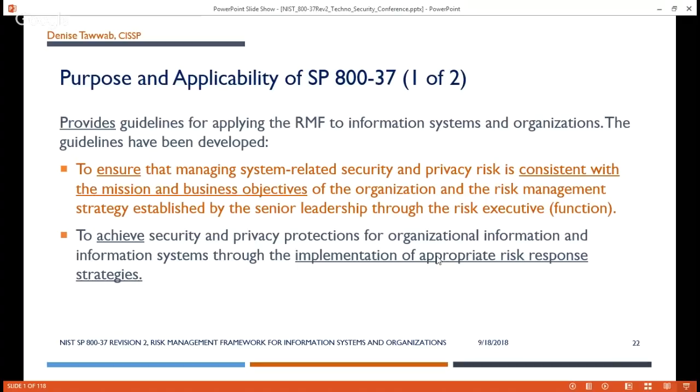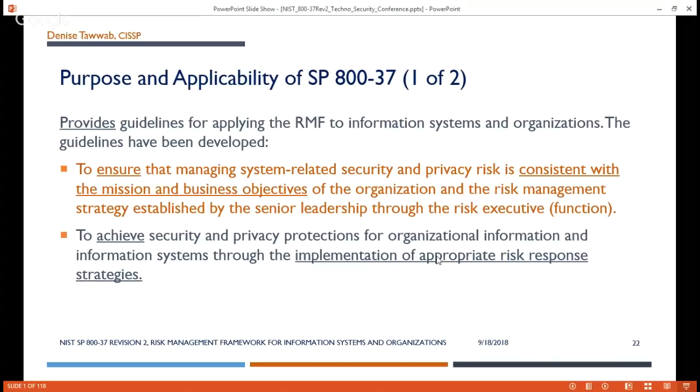So you start at the top where you envision the program and you talk about your goals and objectives for your IT security and your privacy management. And you come up with a strategy, and then 837 allows you to make sure that the actual stuff that you're doing at the system level is in line with what happened at the mission and the business process levels of your organization. And that's explained thoroughly in 839.